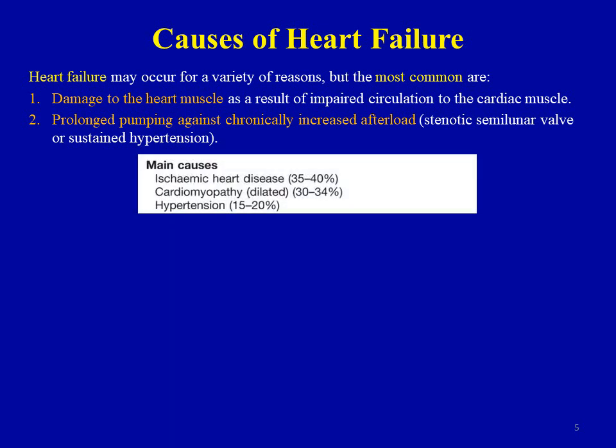So here we can see the main causes in terms of percentage. Ischemic heart diseases, where we have low blood supply or no blood supply to the ventricular wall through the coronaries, and this accounts for 35 to 40% of heart failure cases. Then we have cardiomyopathy, the dilated form, which accounts for 30 to 34% of all heart failure patients. And then we have the common condition hypertension, which accounts for 15 to 20% of heart failure cases.